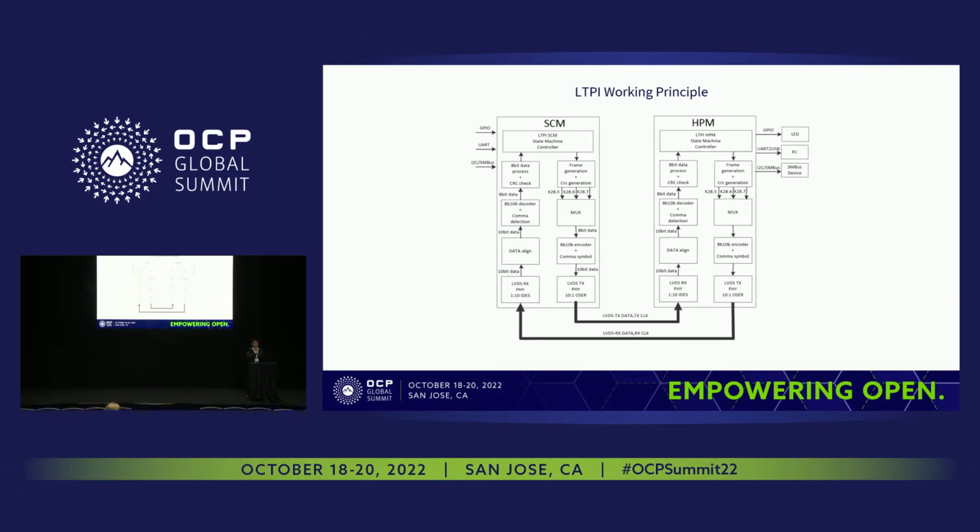Then on the HPM side, the LVDS RX will capture the frame from the LVDS link. And the frame will go through a data aligner. Then the frame is detected based on the comma symbol, and the frame will be decoded into 8-bit encoding. The frame is checked against the CRC and decomposed into the LTPI channels.